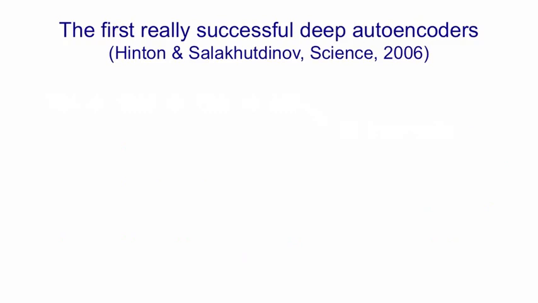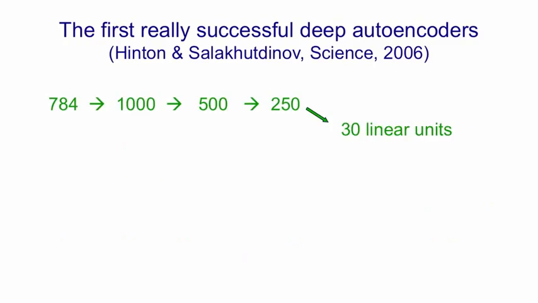The first really successful deep autoencoders were learned by Russ Salakhutdinov and me in 2006. We applied them to the MNIST digits. So we started with images with 784 pixels, and we then encoded those via 3 hidden layers into 30 real-valued activities in a central code layer. We then decoded those 30 real-valued activities back to 784 reconstructed pixels.